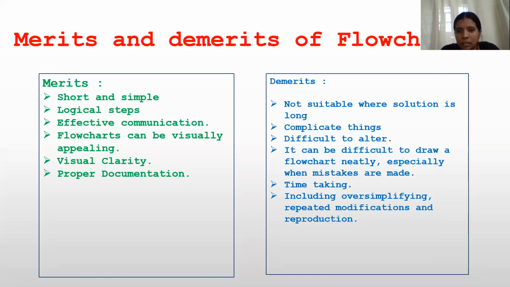Whereas the demerits are not suitable when the solution is large, because you can't keep on writing large flowcharts. Complicate things, difficult to alter, time taking, difficult to draw flowcharts with pen and paper. It involves repeated modifications, etc. So these are the demerits of flowcharts. So owing to these demerits, people always prefer flowcharts for small problems.